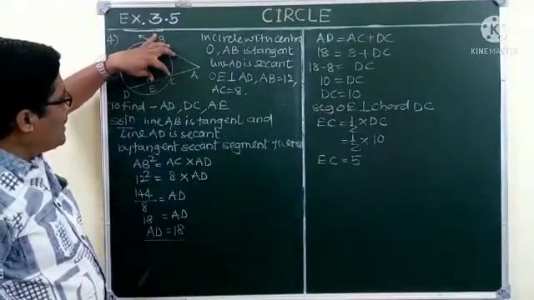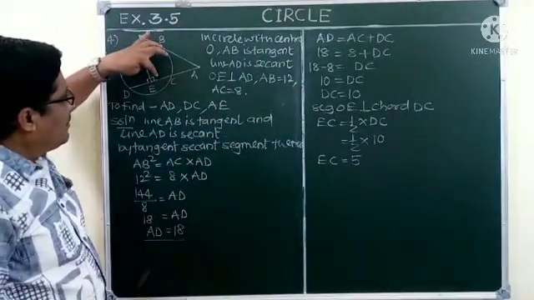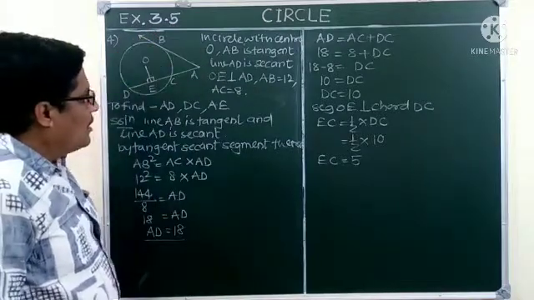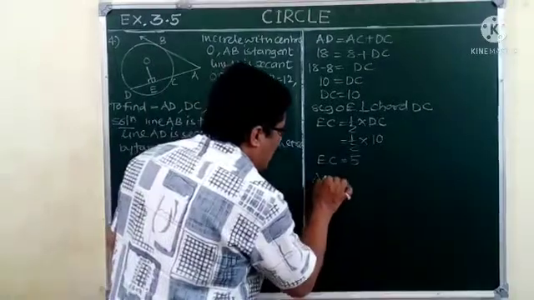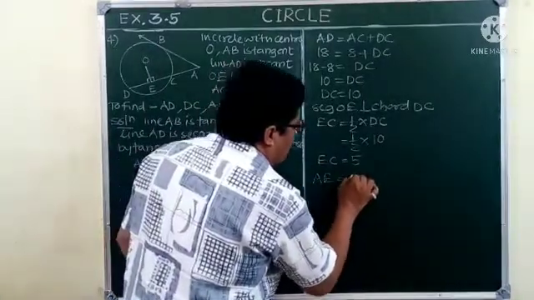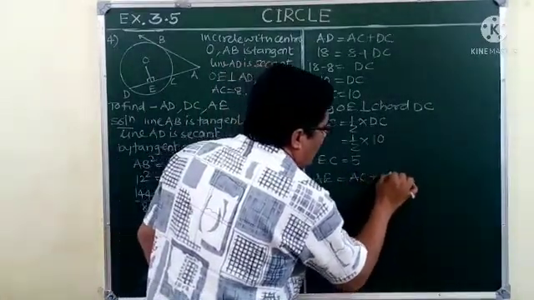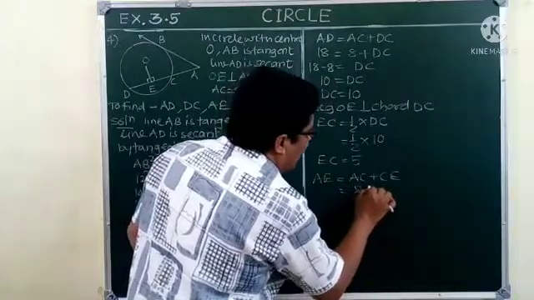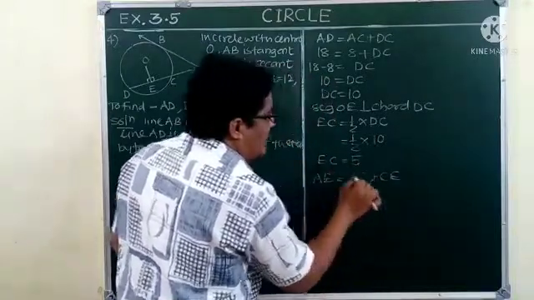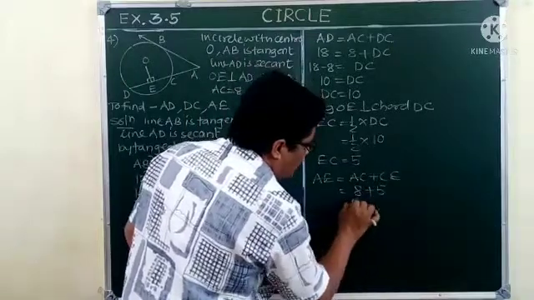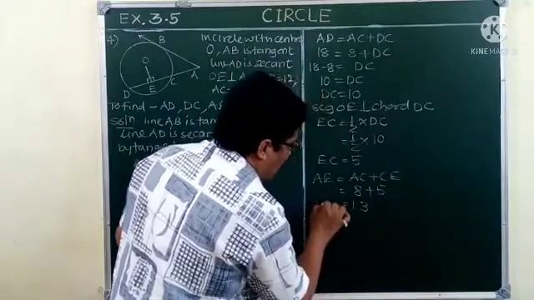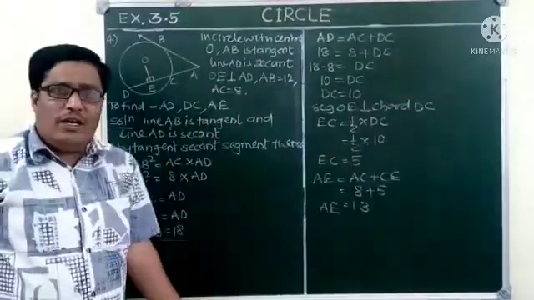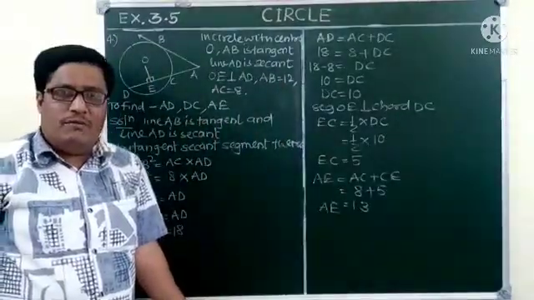आता हा झाला भाग 5 आणि हा आहे 8. तर 5 अधिक 8 13 होईल. AE is equal to 13 होईल. तर अशा पद्धतीने हे आपल्याला काढता येईल. तर AE is equal to AC plus CE. So AC is 8 plus CE म्हणजे EC हे आहे 5 is equal to 13. So AE is equal to 13. In this way we can solve this example.